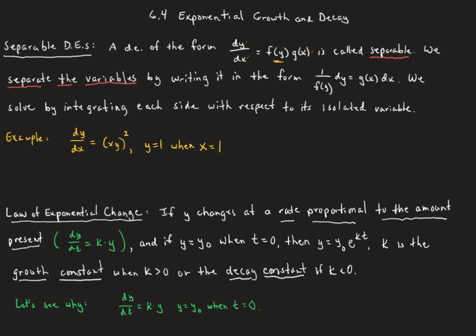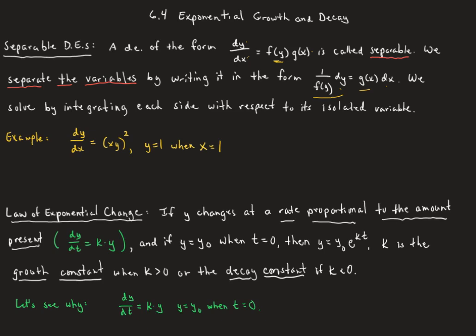So essentially what we're doing is getting all the things that have y in them times dy, and all the things that have x in them times dx. Notice that we do this through multiplication and division. So you have to have all of the x stuff multiplying the dx, not being added to the dx. Once we separate the variables, we solve it by integrating each side of the equal sign with respect to the isolated variable. Let's see how that looks.